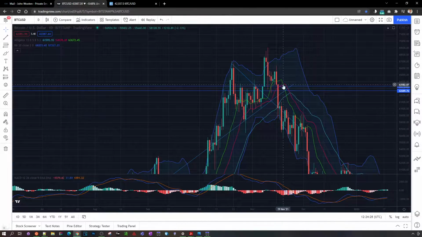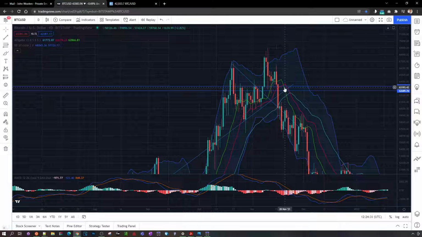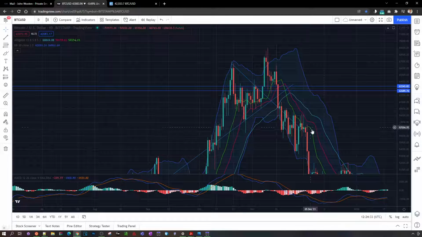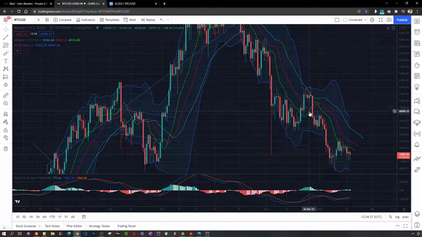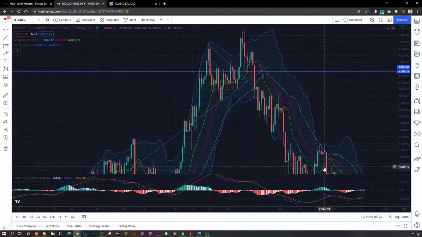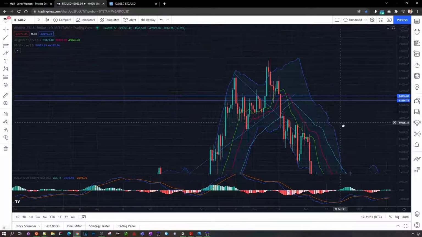For instance, here the green crossed the red on the daily, and that's what you use as your leading indicator. Say you want to exit the trade when it crosses again, it's a pretty decent trade.